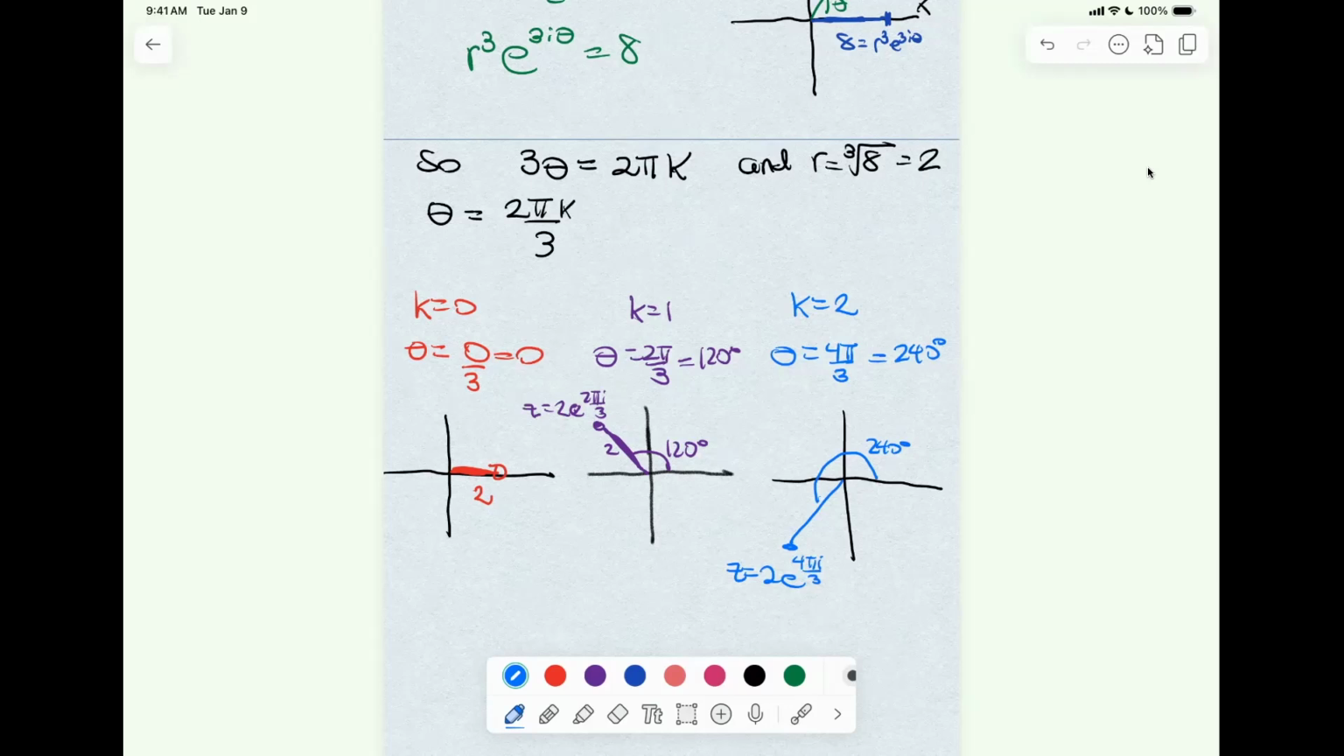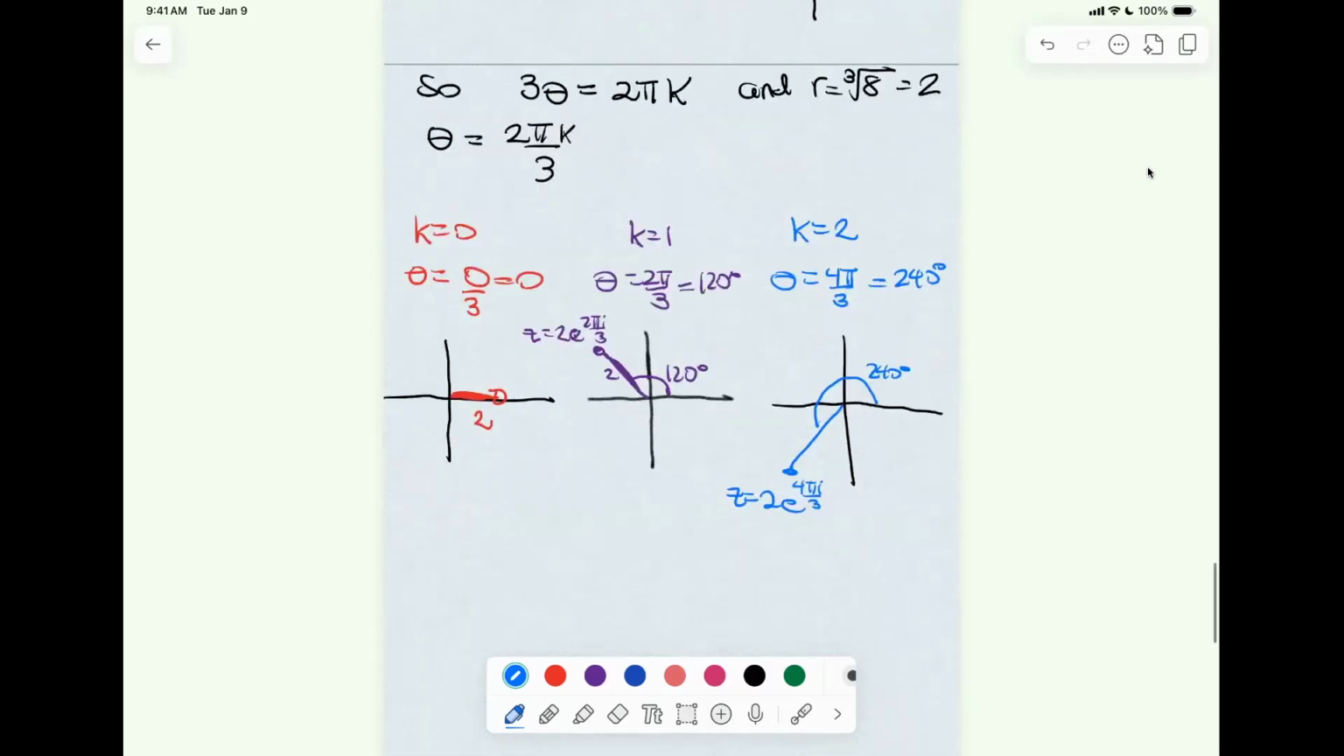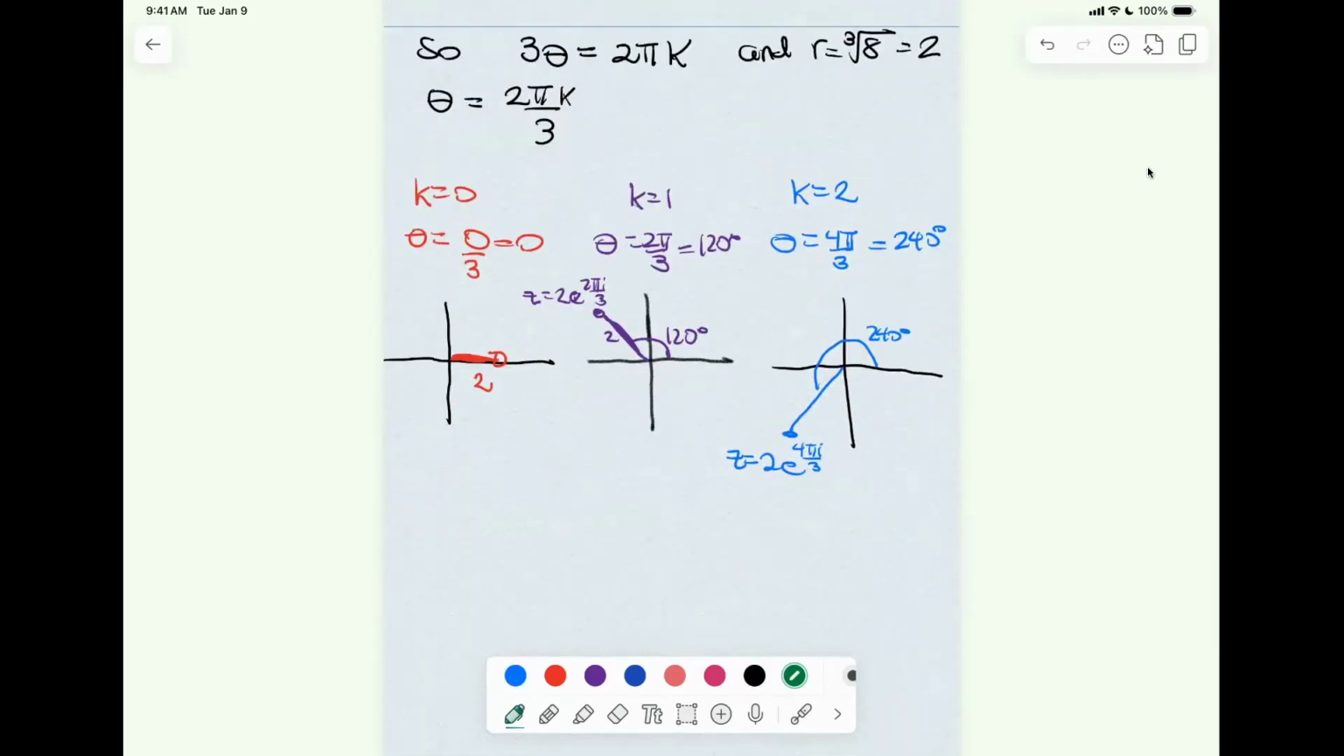And then what happens if I put k equals 3? Then the angle is 2 pi, which is 360 degrees, so you are back where you started. It does cycle after 3 rounds, which makes sense because you divided 360 by 3. So there's no point in continuing, since it just gets repeated and there's nothing new. But these are 3 genuinely different complex cubic roots of 8.